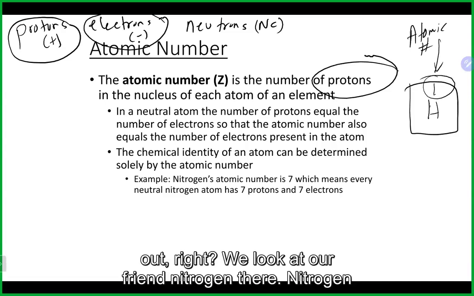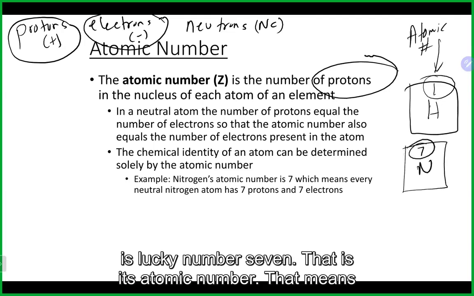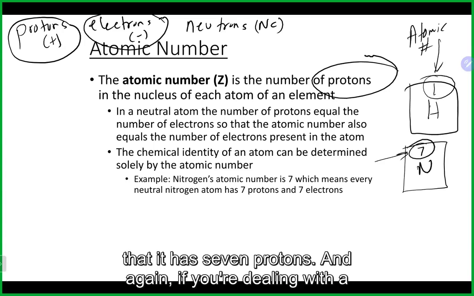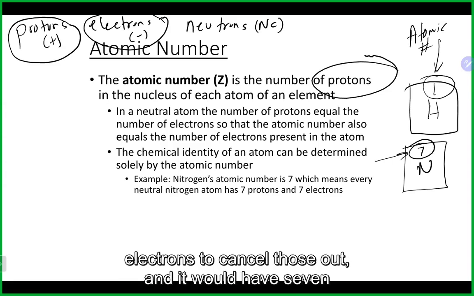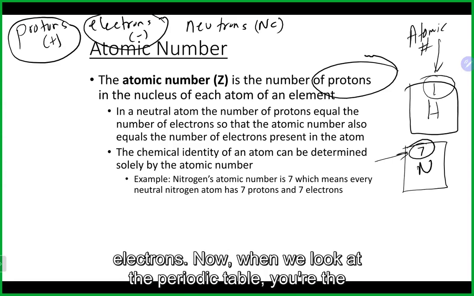We look at our friend nitrogen there. Nitrogen is lucky number 7. That is its atomic number. That means that it has 7 protons. And again, if you're dealing with a neutral nitrogen atom, it should have a matching number of electrons to cancel those out, and it would have 7 electrons.